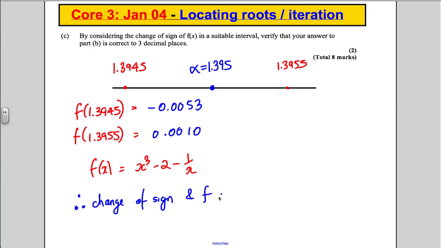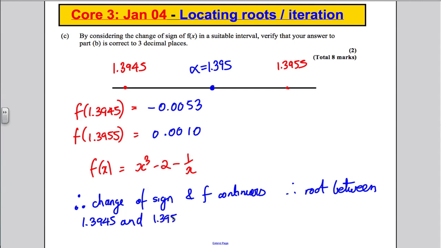and f continuous, therefore root between 1.3945 and 1.3955, therefore 1.395 is correct to 3dp, and we're done.